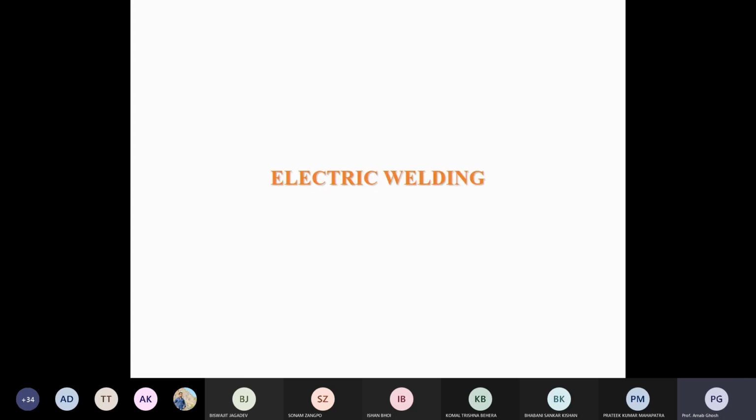We are based on the different methods of electric welding, and we are implementing electric welding in different fields of application. One common field of application is fabrication. We are using different soldering, like in our PCB boards. That is a very common and important application in the electrical engineering background.